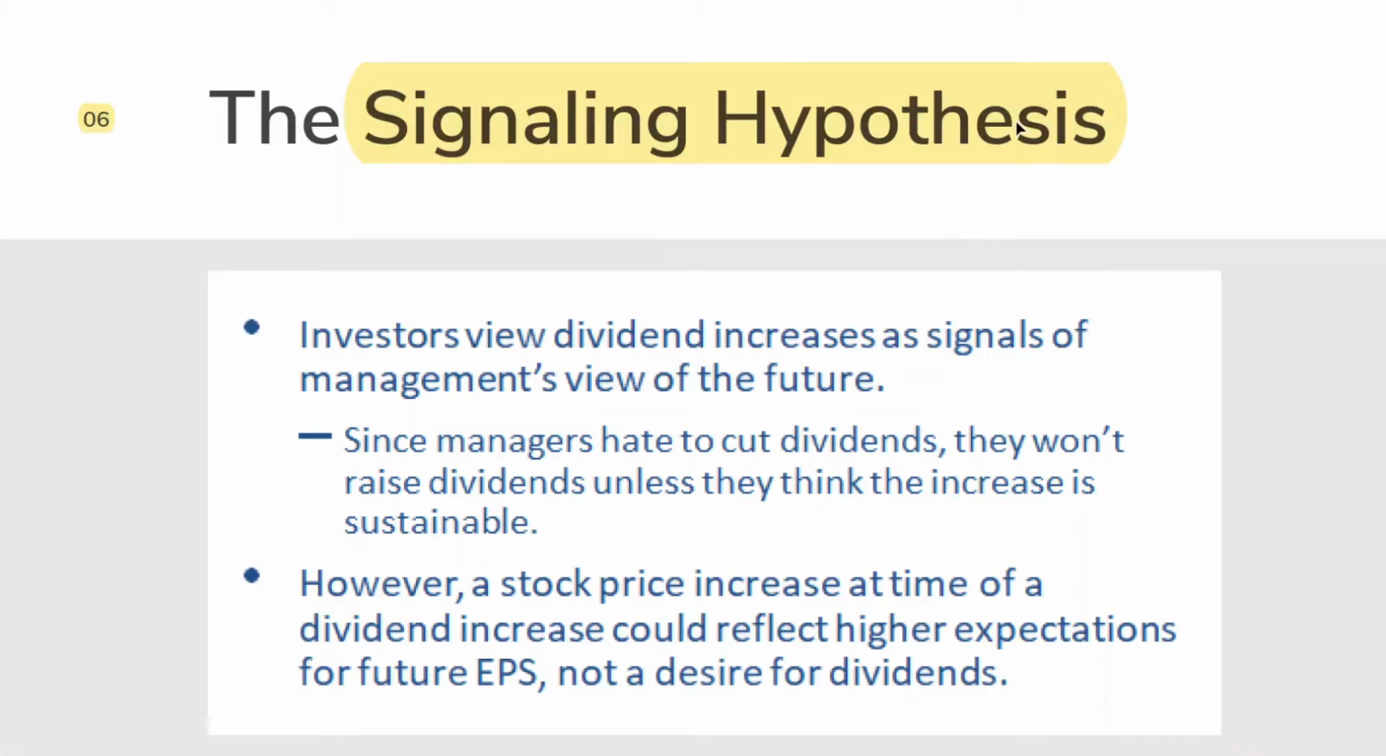For the signaling hypothesis, investors look at dividend increases as a positive signal. It provides a signal of the firm's future. When the managers decide to increase the firm's dividend, the managers must be certain that they will be able to maintain that high level of dividend payment in the future. Because managers hate to cut dividends, since doing that will receive a negative reaction from the investors. With an announcement of a dividend increase, the stock price will react positively. Pretty much, it reflects a higher expectation of the firm's future earnings.